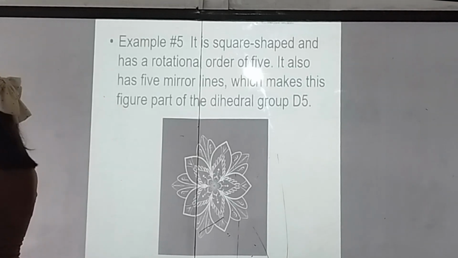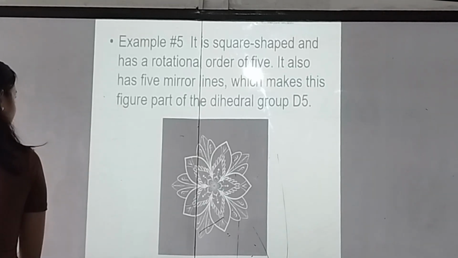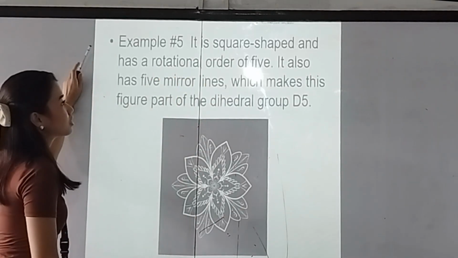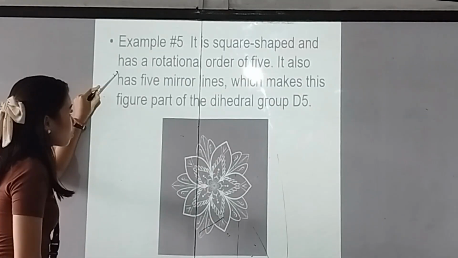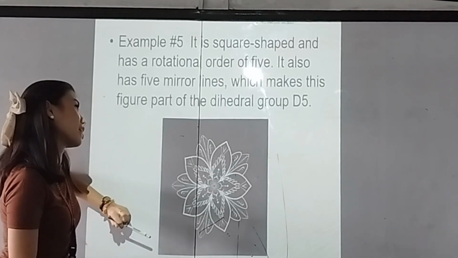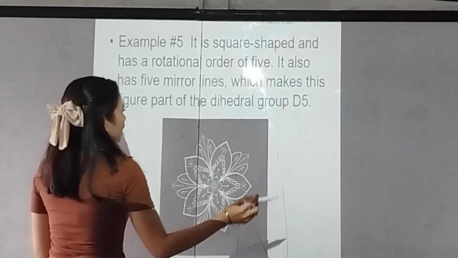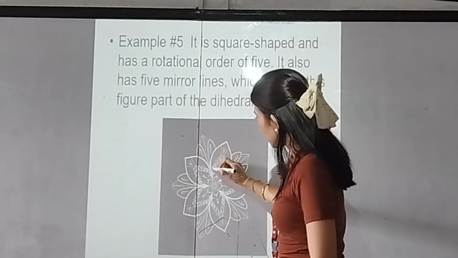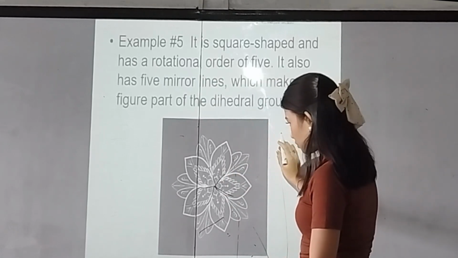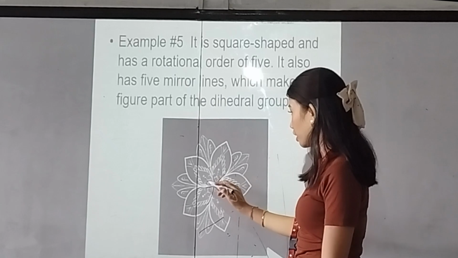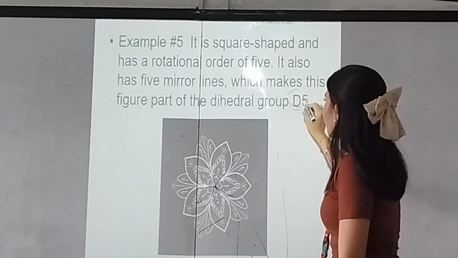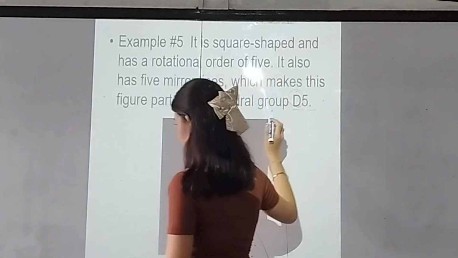We have this example. It is a square shape and has a rotational order of 5. It also has 5 mirror lines, which makes this figure part of the dihedral group. So it is D5 because it has 5 reflectional symmetries. 1, 2, 3, 4, 5. D is the dihedral.